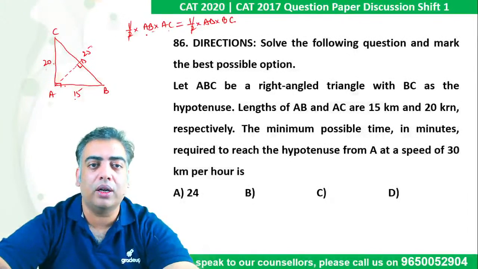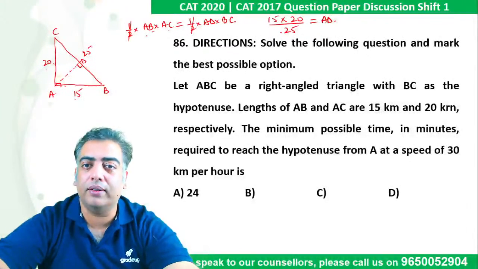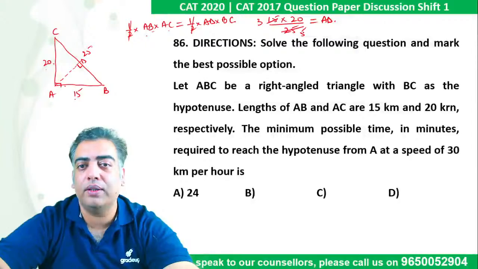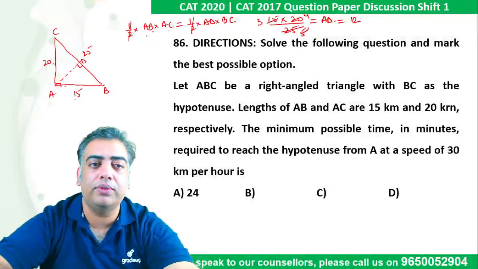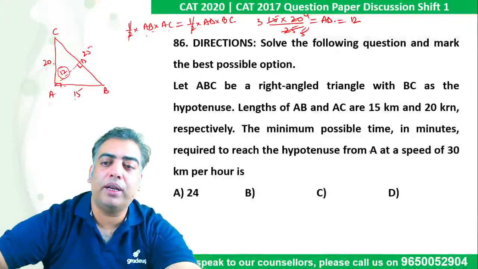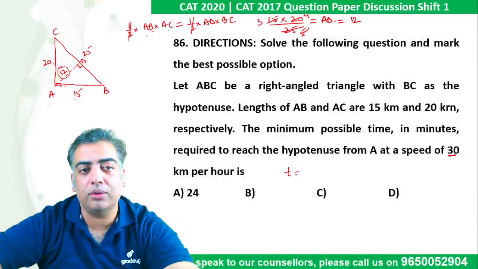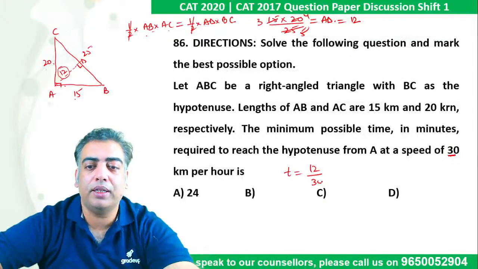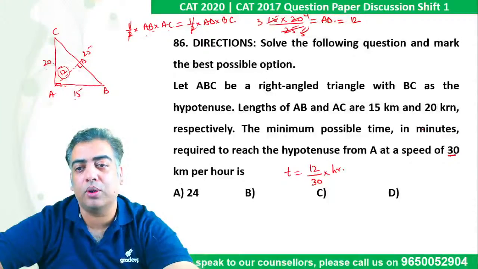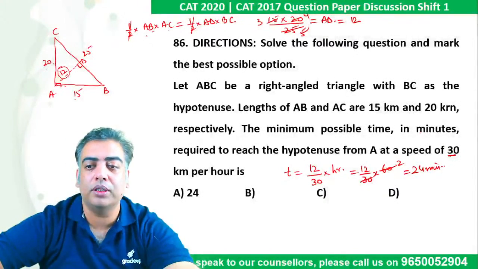So half get cancelled out. AB is 15, AC is 20 and BC is 25, which gives me the value of AD. So 5 5s are 25, 5 3s are 15, 5 4s are 20. So AD comes out to be 12. So a distance of 12 kilometer is to be covered at a speed of 30 kilometer per hour, right? So the time taken is equivalent to distance to be covered divided by speed. So this answer will be in hours, but required answer is in minutes. So multiply it by 60. So this comes out to be 24 minutes, which is option A.